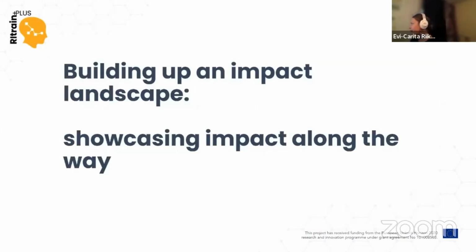And now if we think a little bit about how we could build up an impact landscape. So how could we think about showcasing impacts along today? This is very much food for thought. I have simplified this idea quite a lot, and I am by no means saying that these would be the right or wrong examples, but they are something that could be developed in the context of specific RIs.